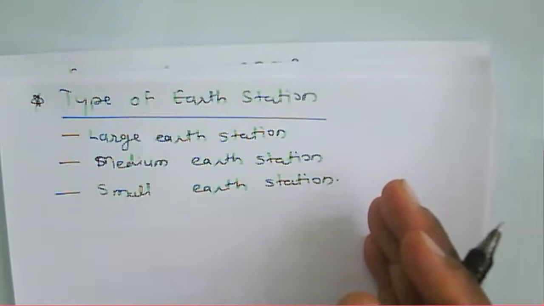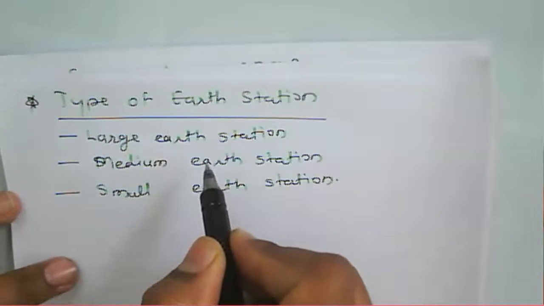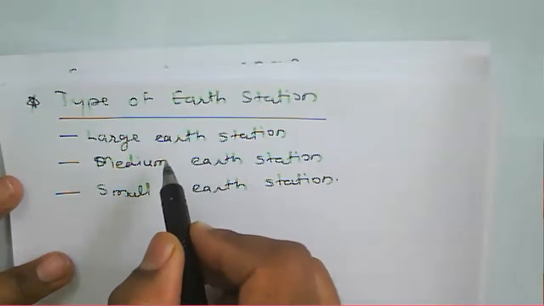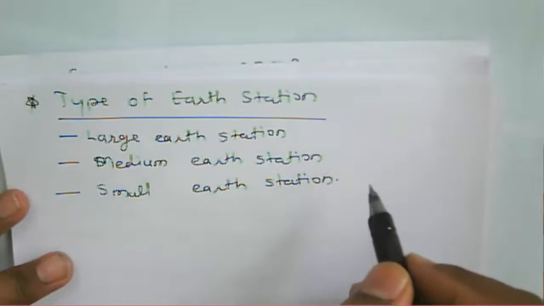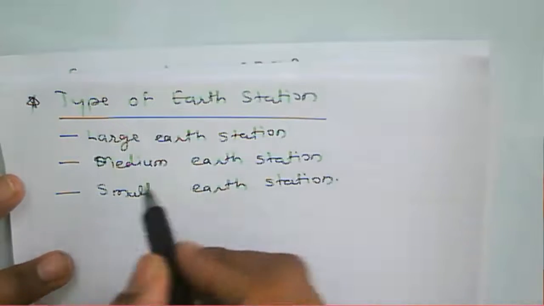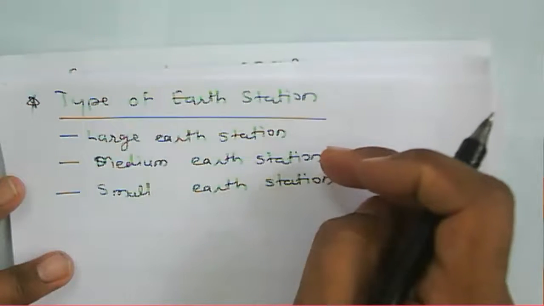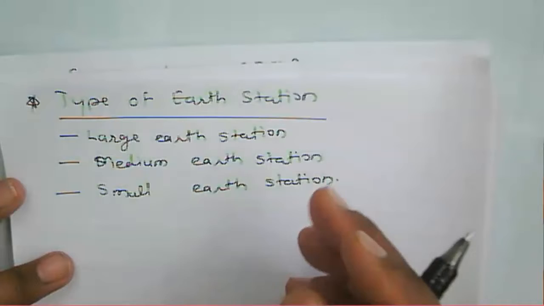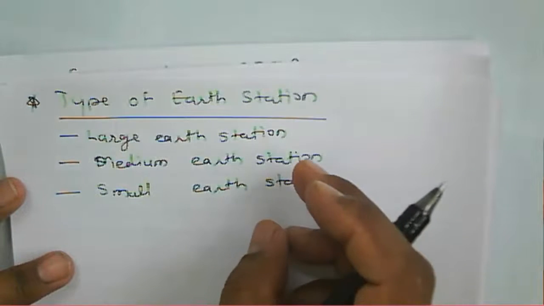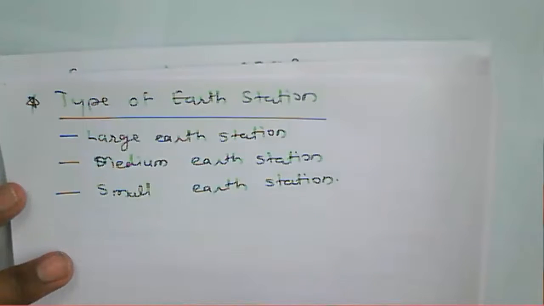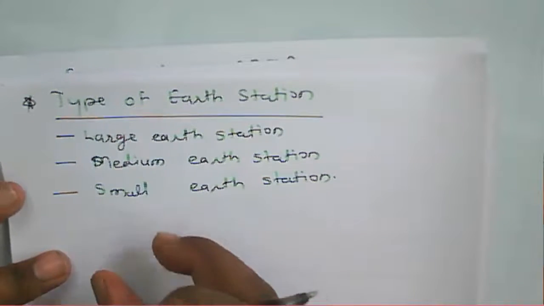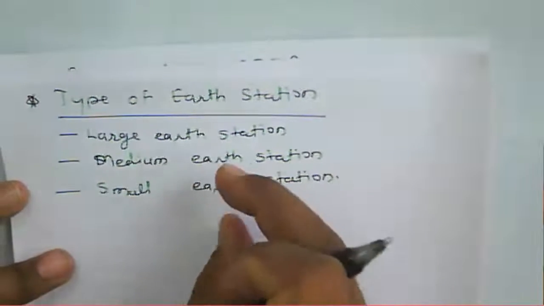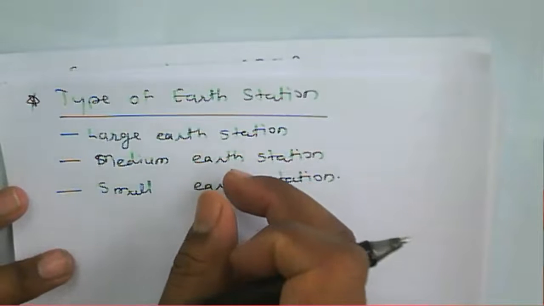So we can say that the role of that antenna will be directly considered in the traffic handling capacity of the earth station. The number of channels that will be transmitted from that antenna depends upon the size of the antenna. That's why, in a large earth station, the antenna size is large, so the channel capacity of this earth station will be larger.